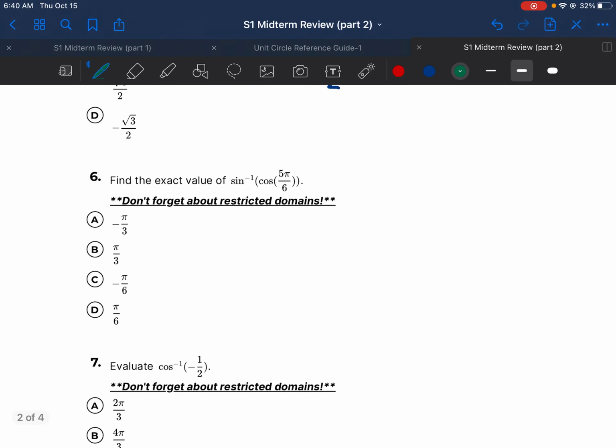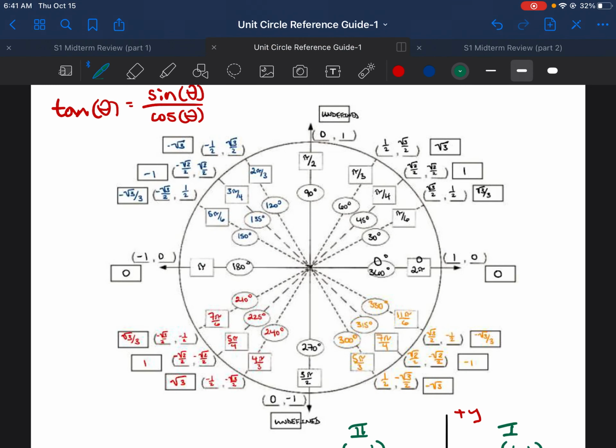In problem number 5, we want to find the exact value of the inverse sine of cosine of 5 pi over 6. Once again, with these trig compositions, let's start on the inside. So we want to evaluate the cosine of 5 pi over 6 first. We don't need to worry about restricted domains for this because we're working with cosine, not inverse cosine. So let's go over to our unit circle, evaluate cosine of 5 pi over 6. 5 pi over 6 is right here. And the cosine value is negative square root of 3 over 2.